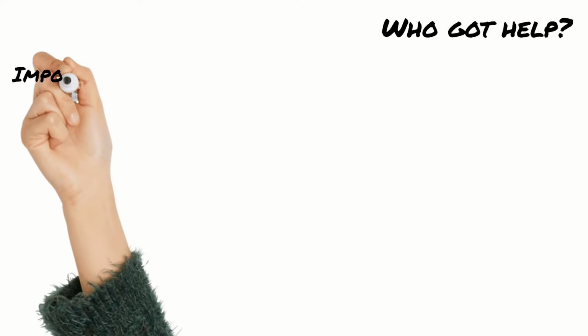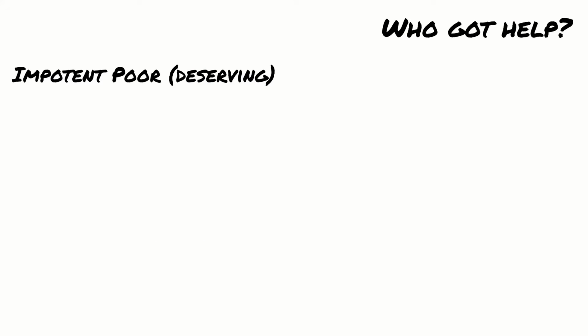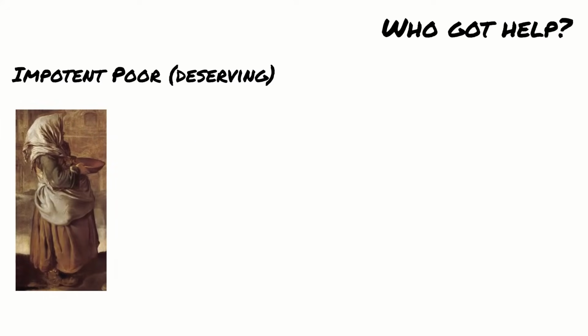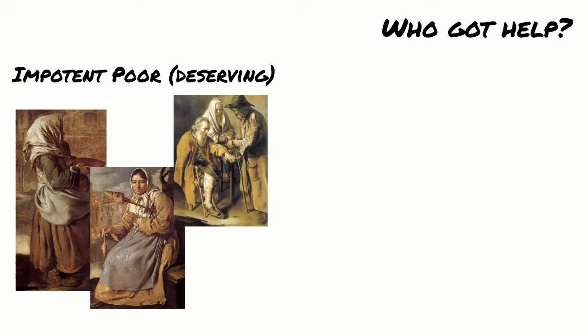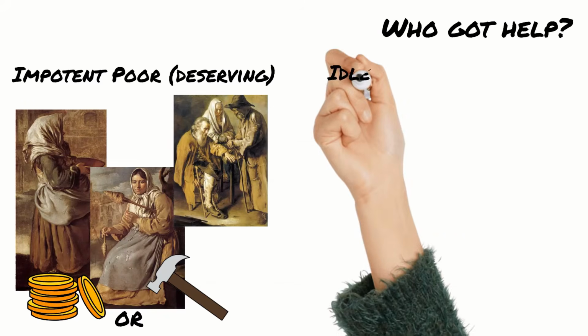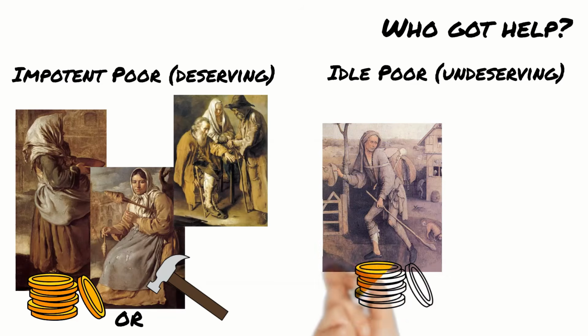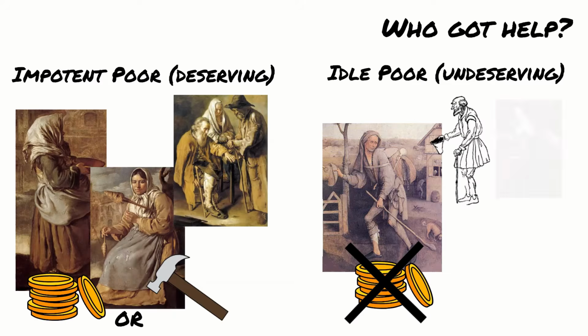The poor were categorised into two distinct groups. The deserving poor, known as the impotent poor, were those who were incapable of work, so orphans, widows and the sick, who were supported by poor relief either through money or providing raw materials to allow them to produce objects for sale. The undeserving poor, or idle poor, were the able-bodied unemployed. These people were treated badly and often found it difficult to claim poor relief, forcing them into begging or crime.